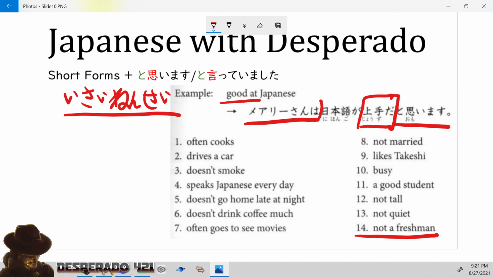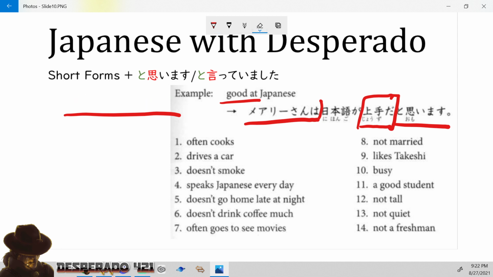Oh, wait, negative. Oh, okay. So do we just have to put janai on it? That's it. Yep. I was thinking that, but I was like, no, that's too easy. So wait, it was ichinensei, right? Yes, ichinensei. But it would just be Meri-san wa ichinensei janai to omoimasu. Very good. Fantastic. All right.